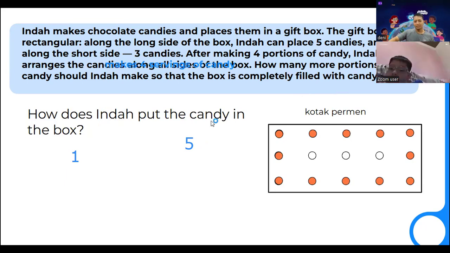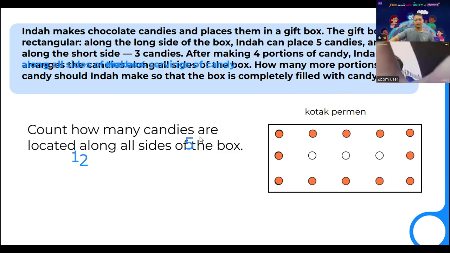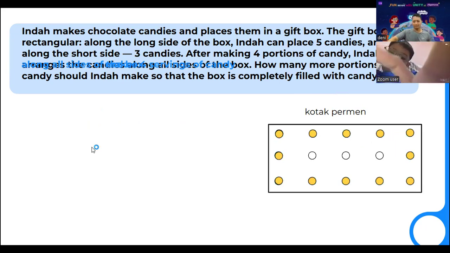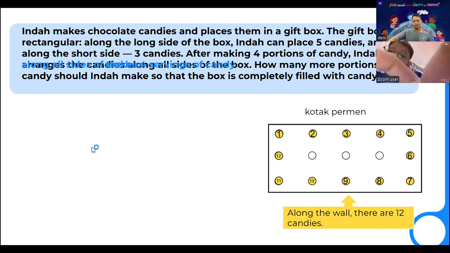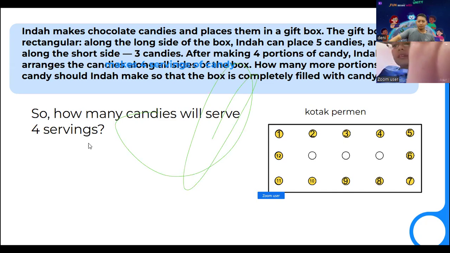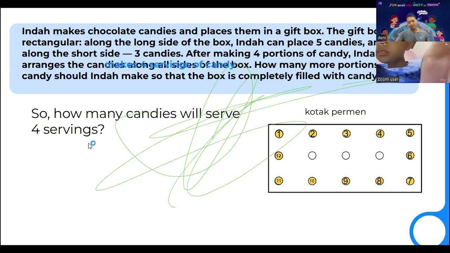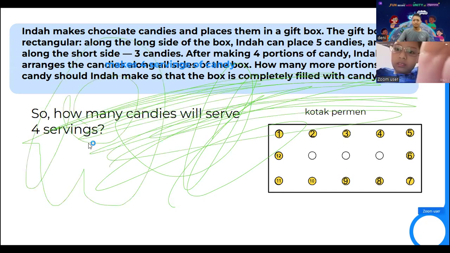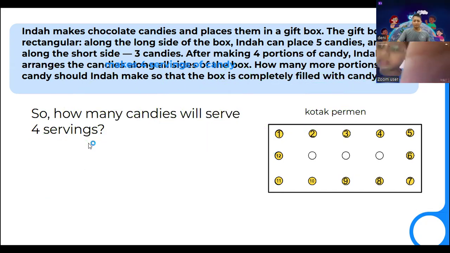And then how does Indah put the candy in the box? Count how many candies are located along all sides of the box. 5 plus 5 plus 1 plus 1, so you will get 12. So, how many candies will serve for servings? 4 servings. It's just for 1.